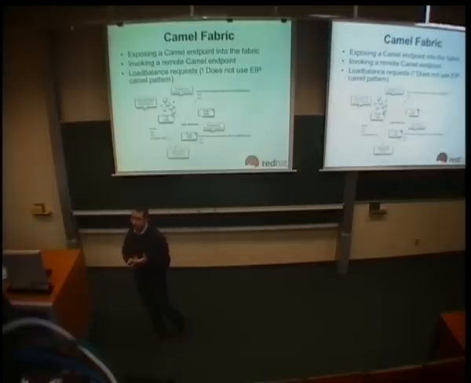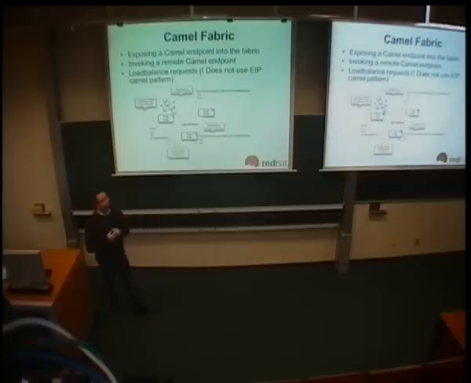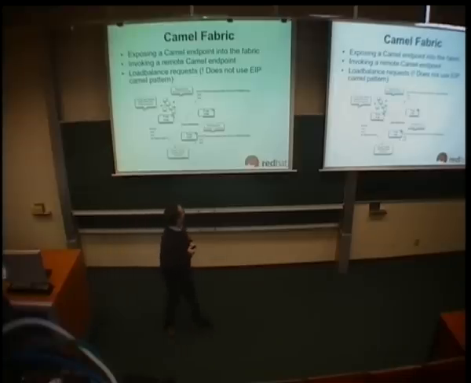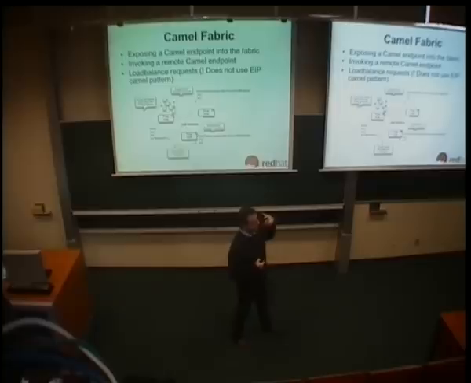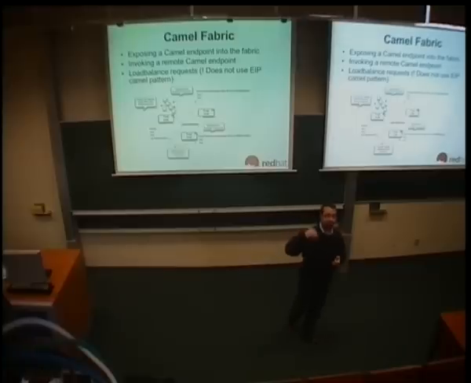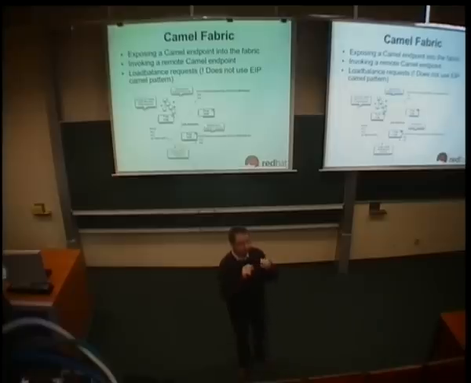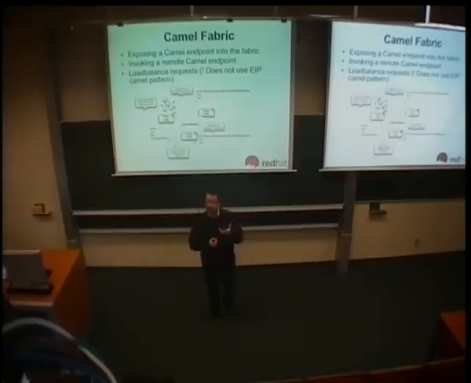For example, you want to consume something from an endpoint in Camel. You don't want to explicitly point to it. If you want to consume an FTP file in Camel, usually you'd have to specify the host name, the port, and the login to be able to access this FTP server. But if you want an indirection, the fabric component can do that.